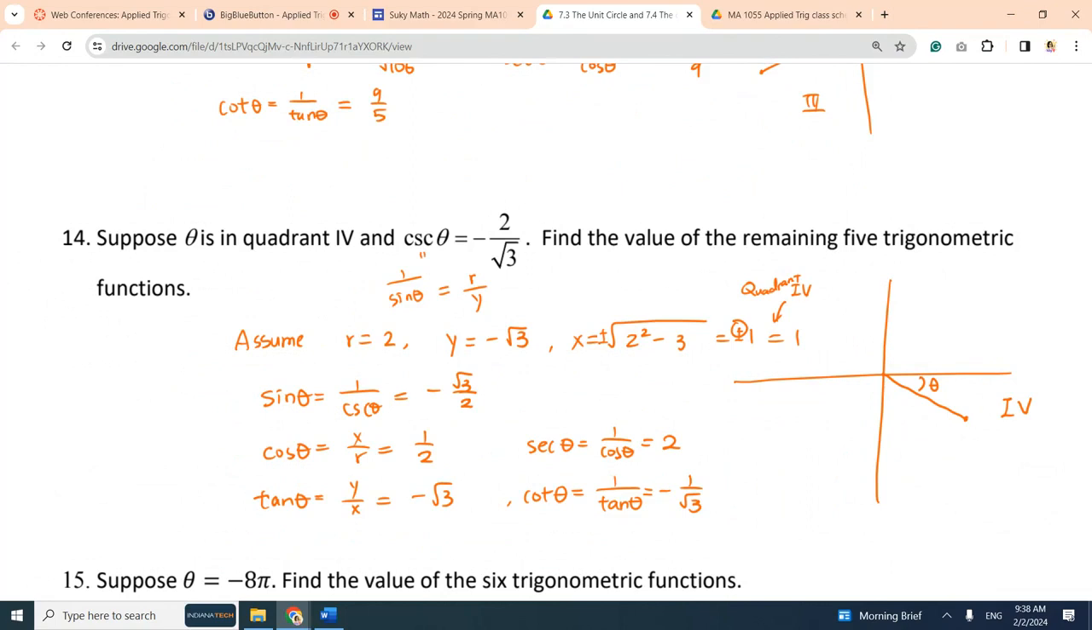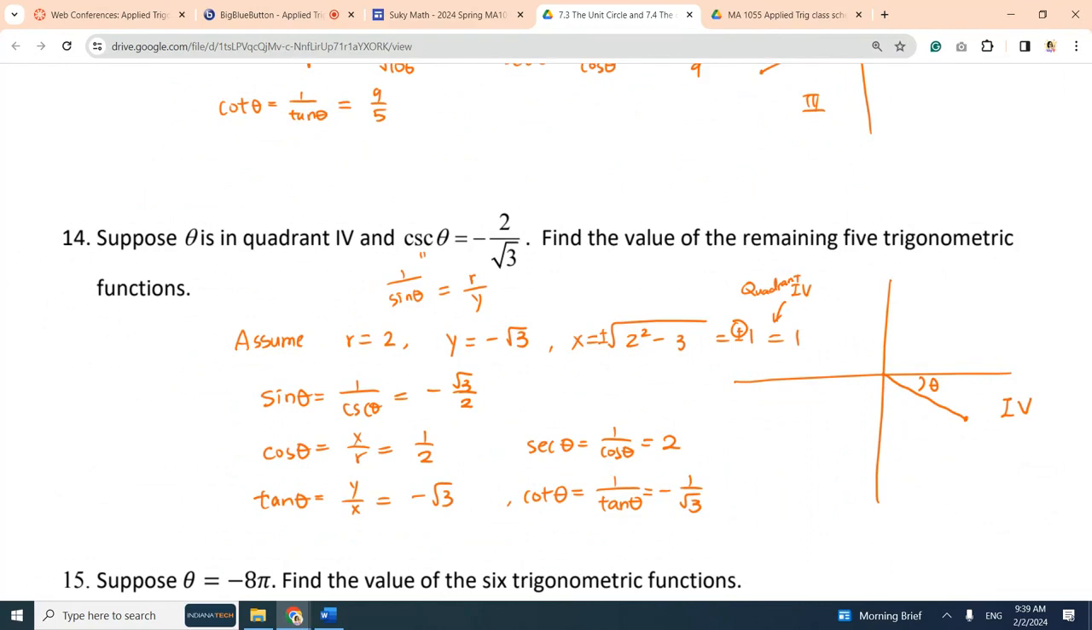But because we are in quadrant 4, the x is positive. Yes, everybody? X is positive. We pick the positive sign. Therefore, we figure out the x, y, r. The sine is reciprocal of cosecant. Yeah, we already have cosecant. So we write it down, negative root 3 over 2.